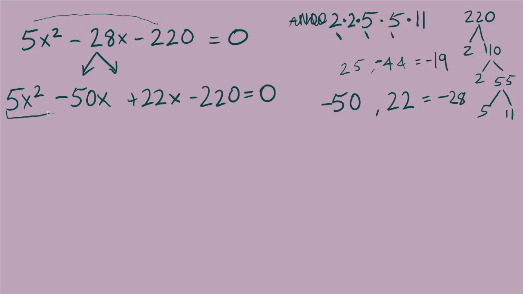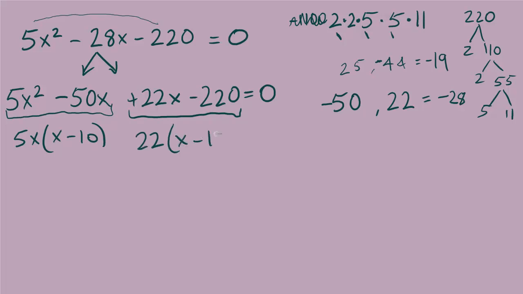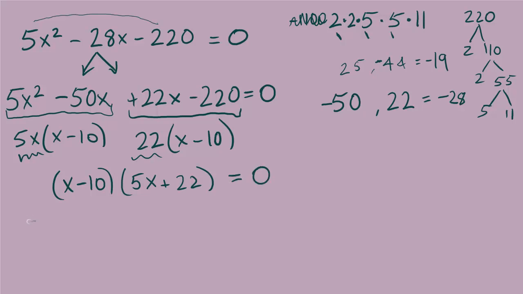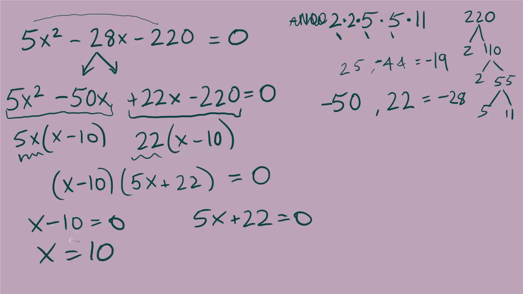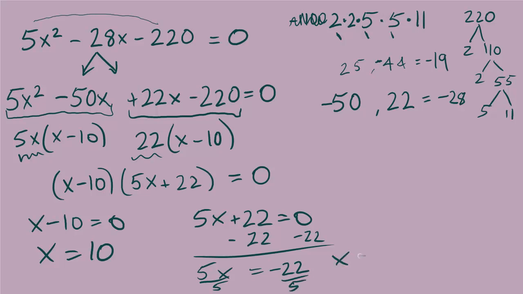Next is to factor by grouping. We did have a common factor of x minus 10, and the other factor 5x plus 22. Since this was an equation equaling 0, we can split these factors up into two separate equations that equal 0, and solve these to come up with our answers for x, the solution. First, x equals positive 10. Over here, if we take away 22 on each side, then divide by 5, our other solution, x equals negative 22 over 5.